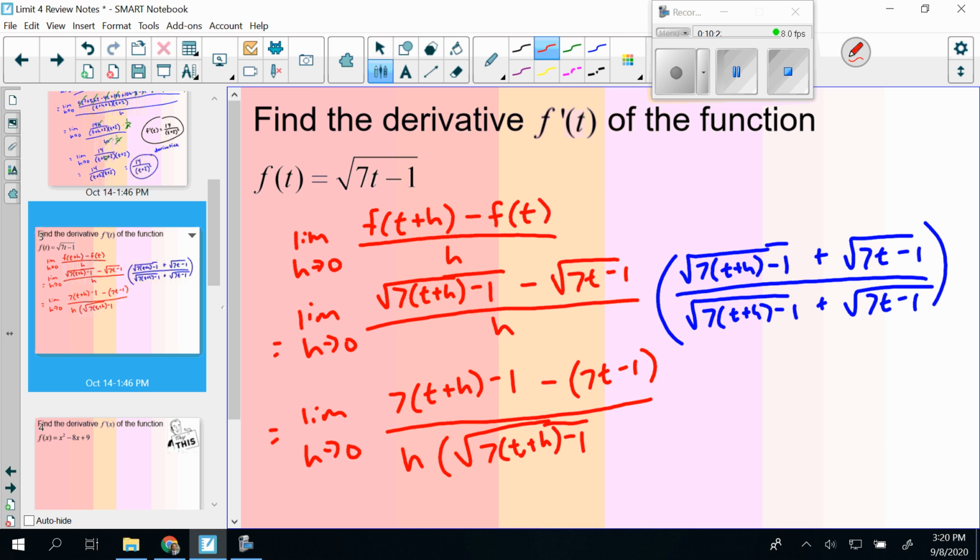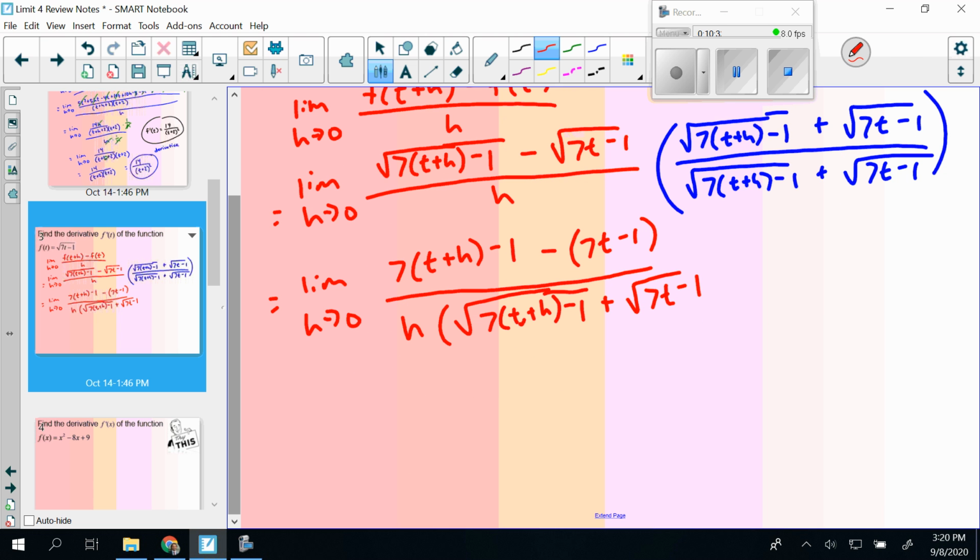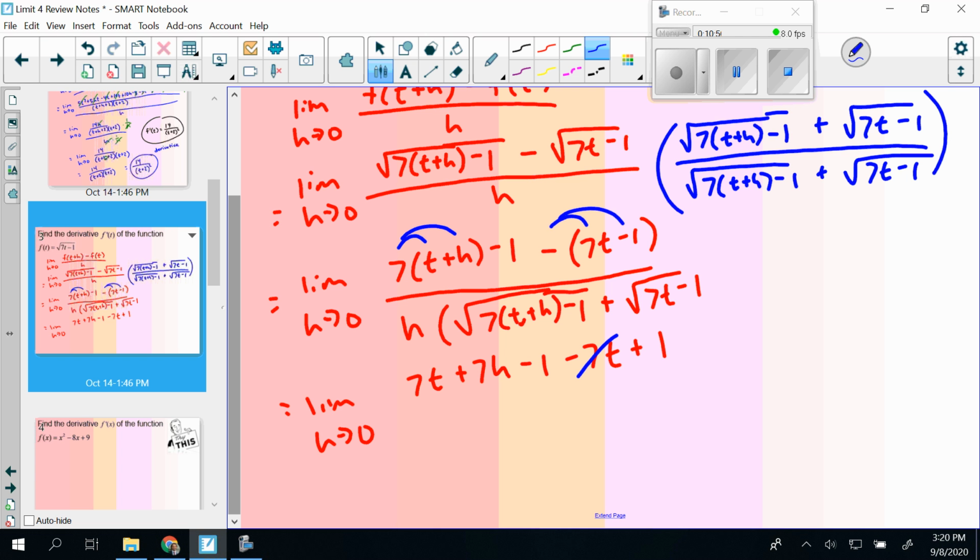Okay, next thing now, what we want to do is see if on top some of that stuff might cancel out. And I think we do get some canceling here. So I'm going to distribute that 7. I'm also going to distribute this negative sign here, just like I distributed the 7 over there, and we get this. It looks like we are going to get some stuff canceling here.